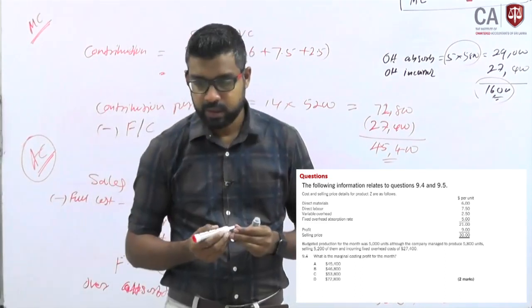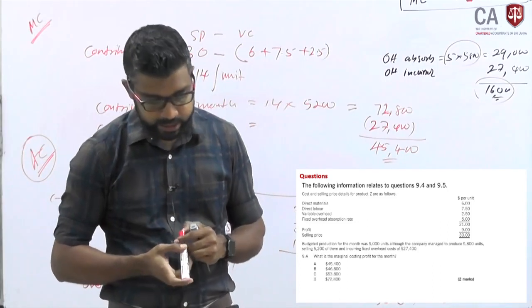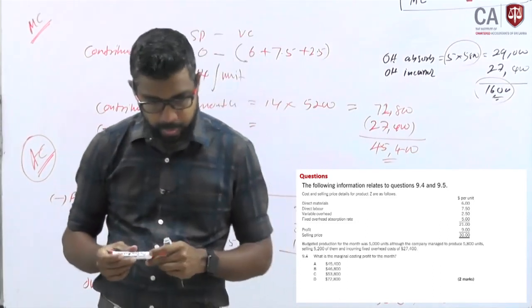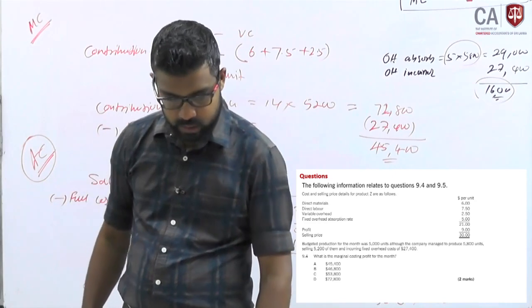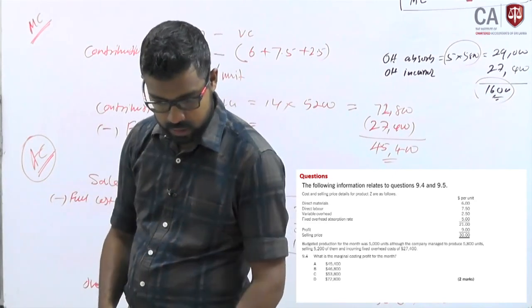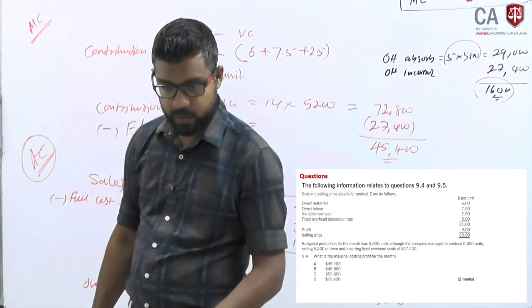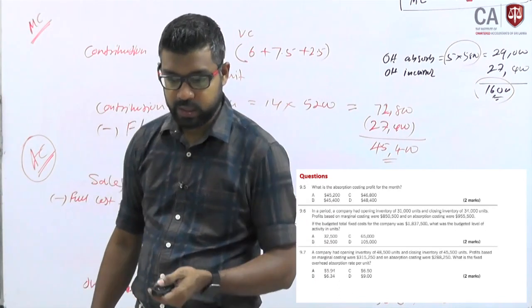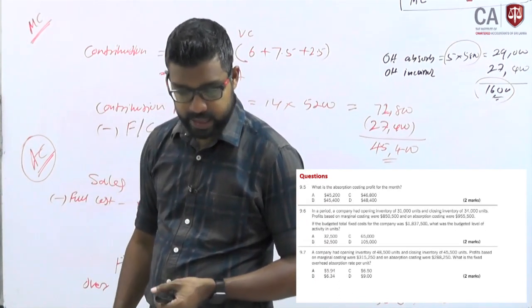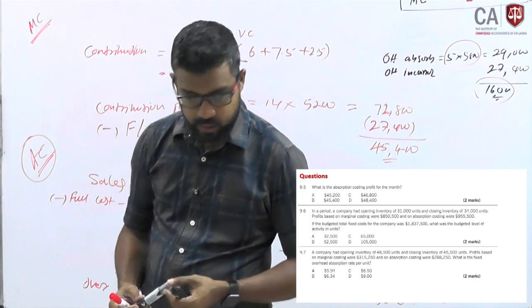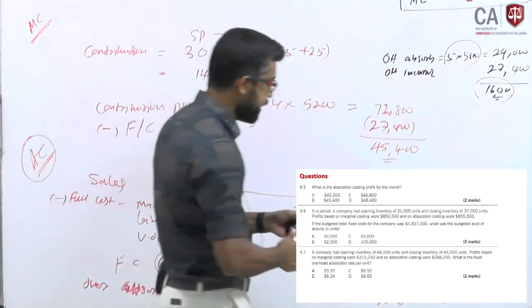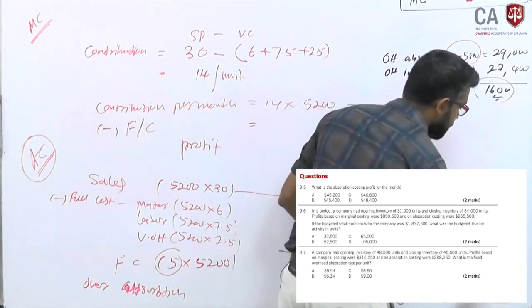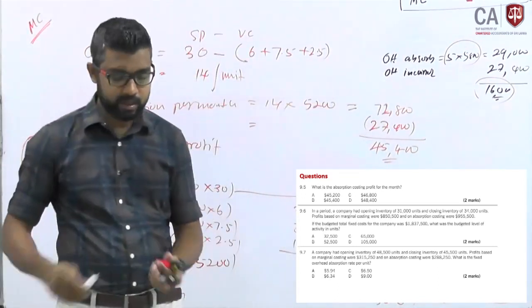48,400. What is the answer? Question number 5. The answer 48,400 is there in D. The correct answer is what? D. Correct answer is D.